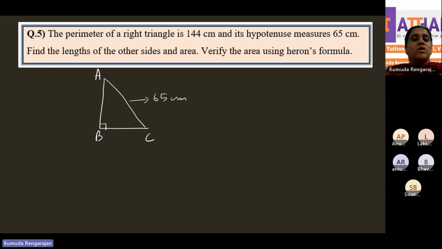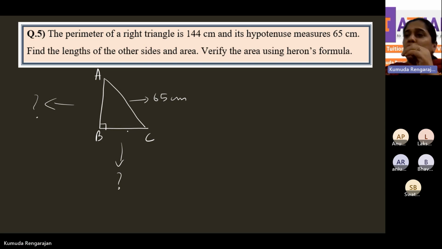Okay. Now, what is the question? Find the length of the other two sides. So find this side and find this side. And find area. If you find these two sides, half base into height, we can find area. And then you should verify the area using Heron's formula. That is, you know the three sides, root of S into S minus A. You should show that the answer is the same in both the cases.